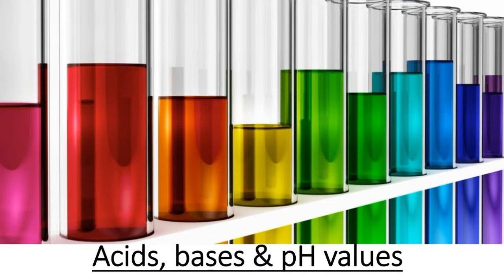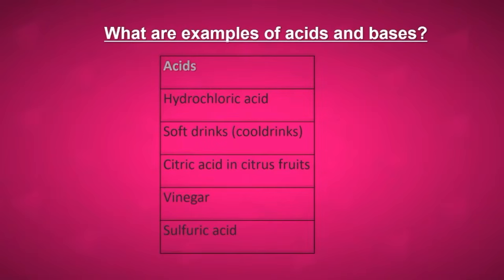Today's lesson will be about acids, bases, and the pH value. For this section, we are going to look at what different acids are, what different bases are, and how to use a pH scale to determine the pH values of different acids and bases. Let's get started on what examples are of acids and bases.